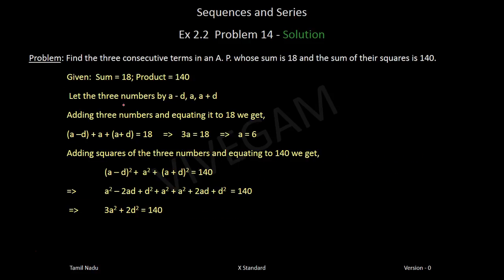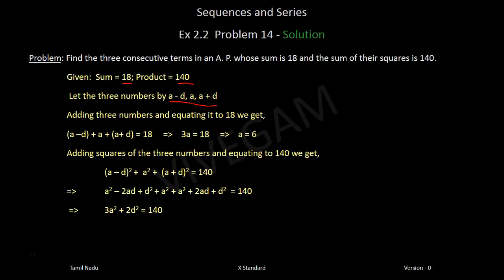Okay, this is the solution. The sum of the three numbers in AP is given as 18. Let the three numbers be a minus d, a and a plus d. The sum is a minus d plus a plus d equals 18. Minus d and plus d cancel. You get 3a equals 18 and a equals 6. And what's the second condition? They say the sum of their squares equals 140.